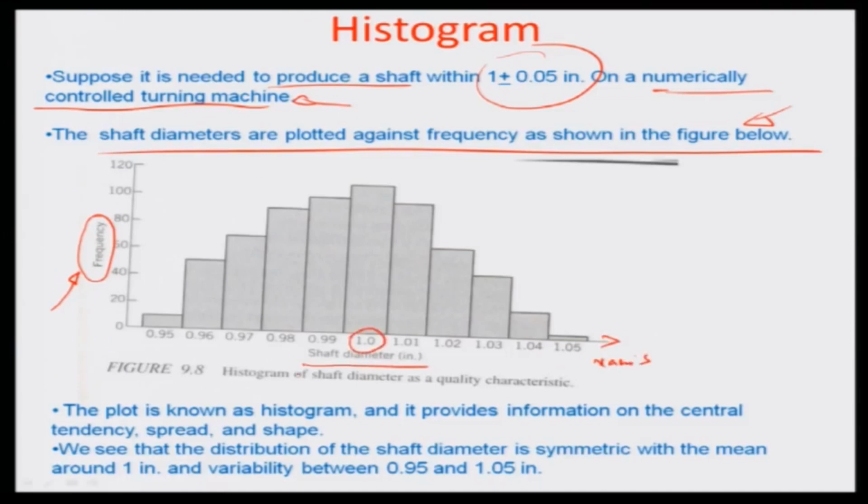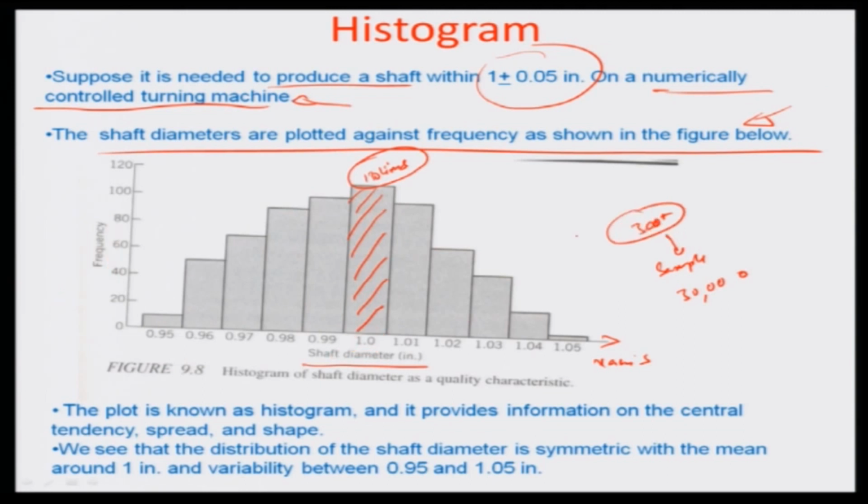Let's say we are talking about a 1 inch diameter emanating from the process, and in this whole 300 plus measurements, which are merely a sample representing the 30,000 pieces being made, you find out that the shaft of diameter 1 inch occurs something like 130 times. Okay, so this is the frequency, and you are plotting this histogram based on that diameter and the frequency over which that diameter is repeated. Similarly, you have measurements like 1.0, 1.99, etc., and their frequencies have been plotted in this particular histogram.